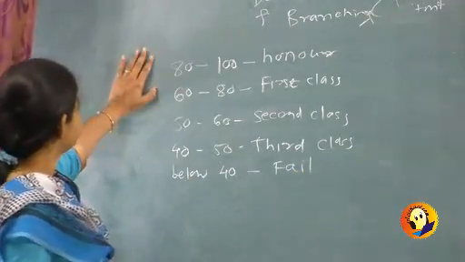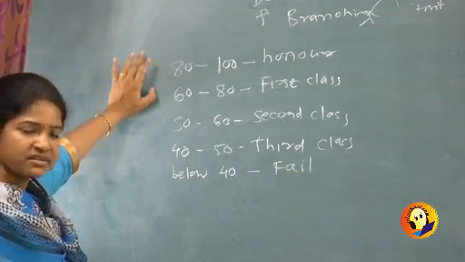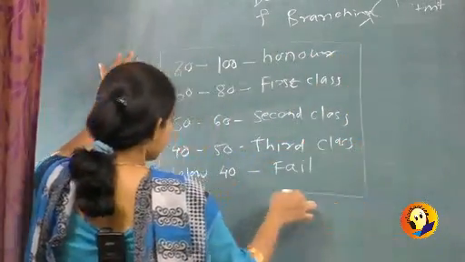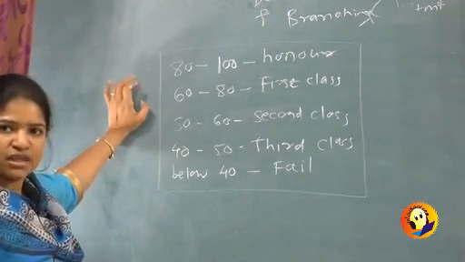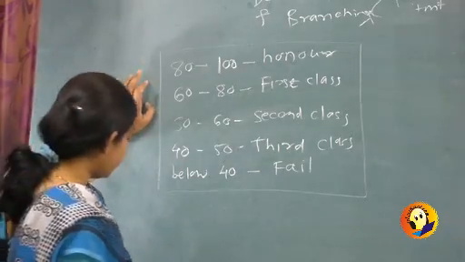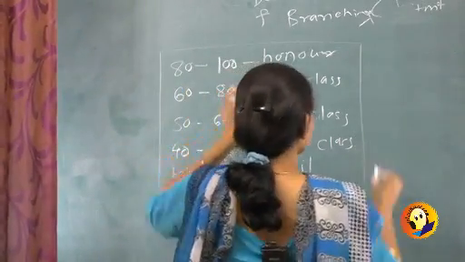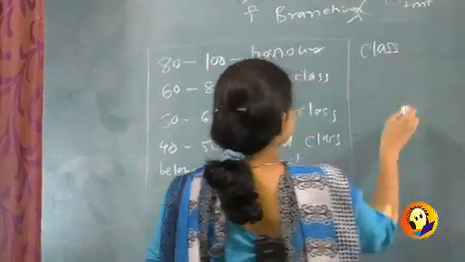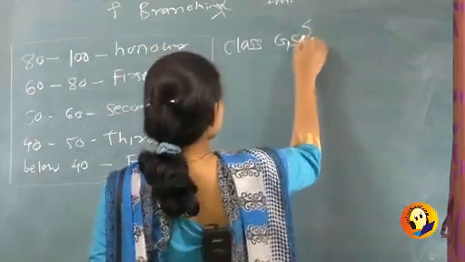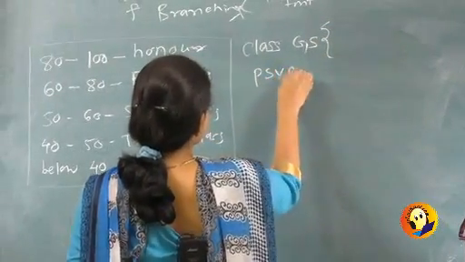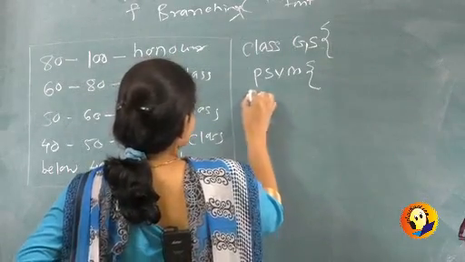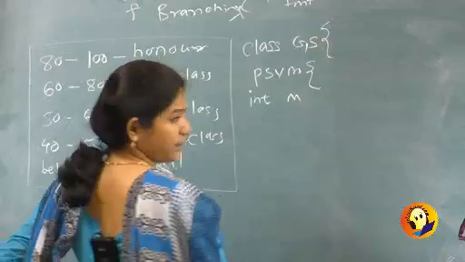So I need to execute this marking system or grading system with the help of an else if ladder. How can we achieve this? For that we need to consider a class first. Let's say class GS, for grading system. Inside that declare public static void main. Inside that declare a variable for marks, int m.